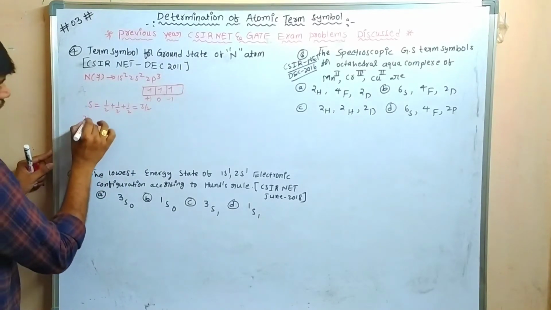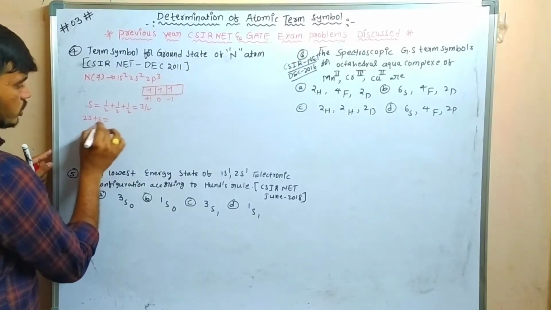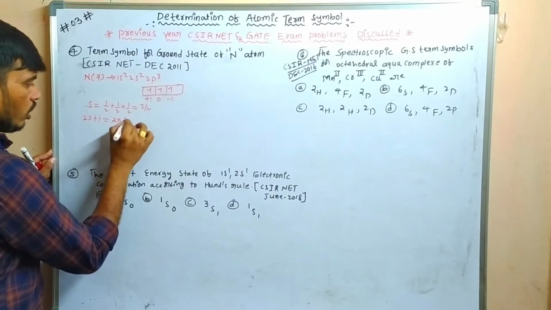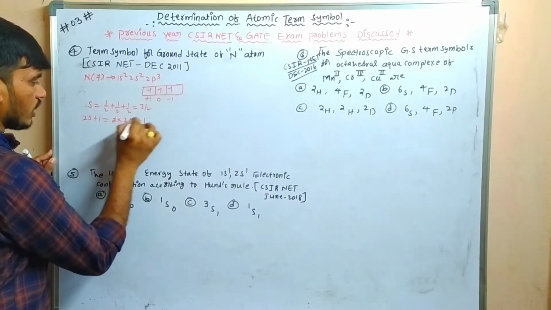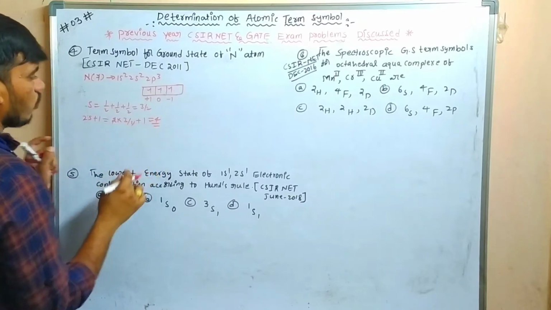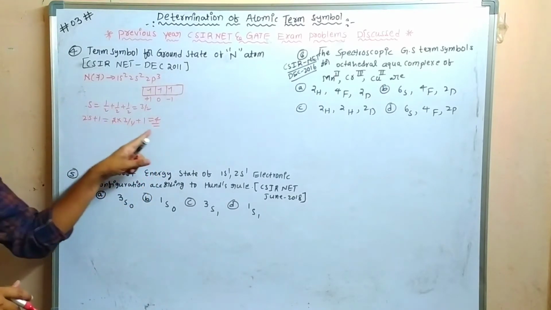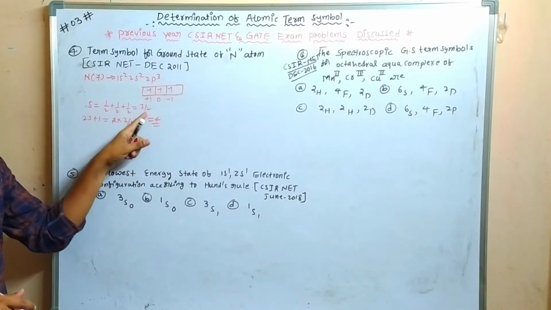So you have to calculate 2S plus 1, the spin multiplicity value, which is 2 into 3/2 plus 1. The 2 cancels, so this is 4. So 4 is the spin multiplicity value, and S is equal to 3/2.